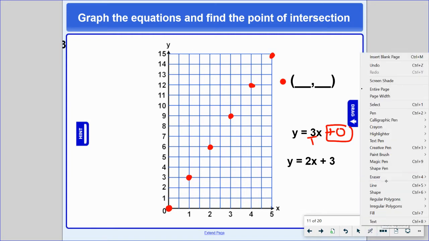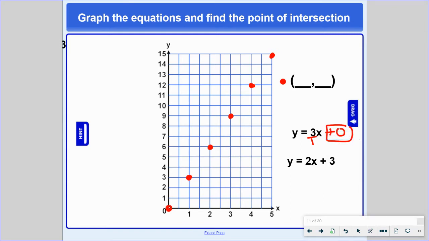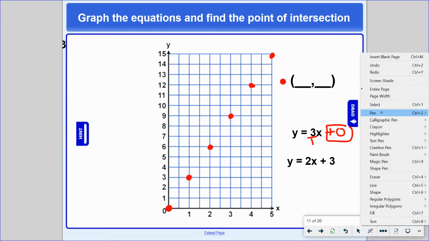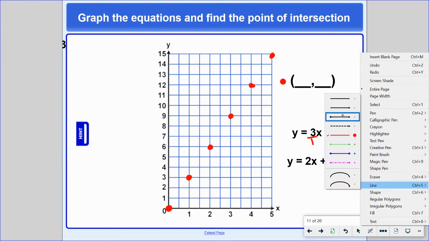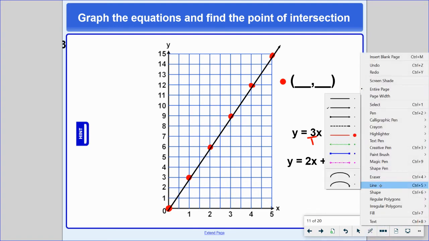Now I unfortunately cannot draw a nice red line, it's kind of thick. Yeah, forget that. Let's just draw plain old lines. All right. Next up, let's go blue, shall we?